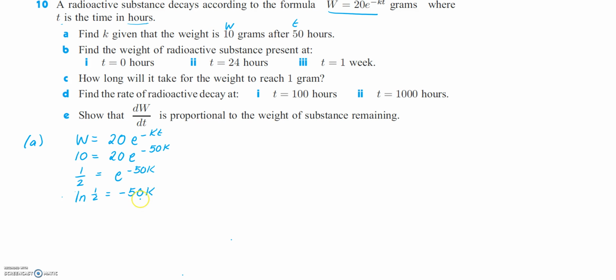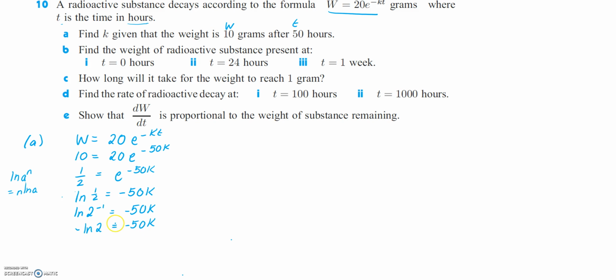Now I can just get rid of that times minus 50 by dividing. I'm just going to tidy this up a little bit here. So remember, we've got our rule. I'm just going to replace that with 2 to the minus 1. We all agree that that is a half, I hope. And the reason that I'm doing that is because I'm going to use this little rule that ln a to the n equals n ln a. So this now becomes minus ln 2 equals minus 50 times k, and therefore the negatives will cancel out.